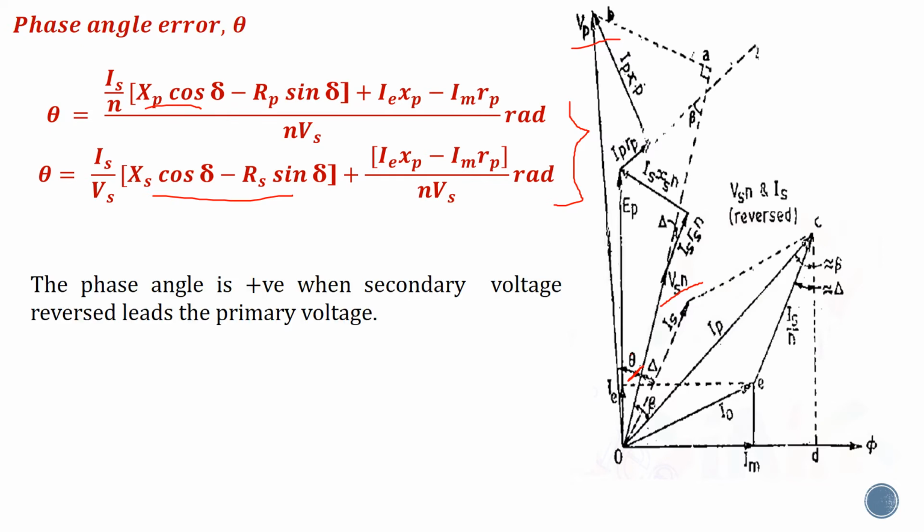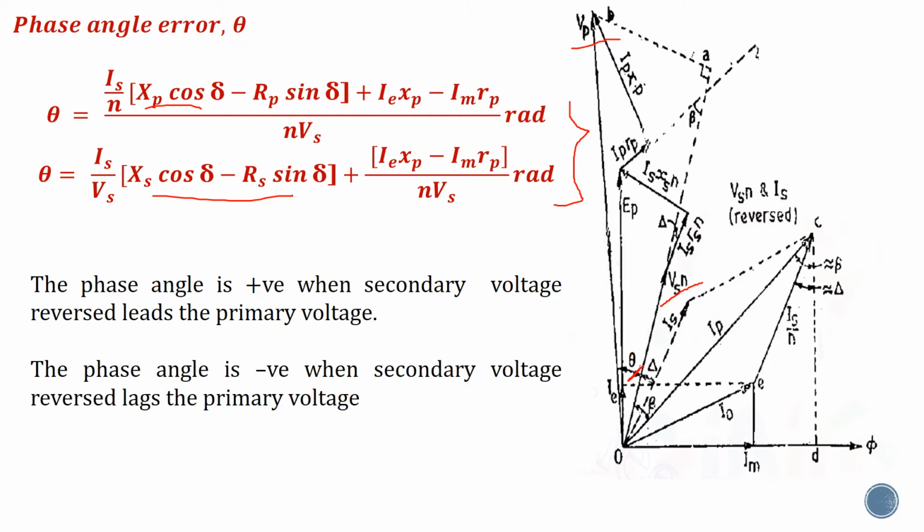Also, the phase angle is positive when the reverse secondary voltage, that is VSN, leads the primary voltage, that is VP. If VSN is leading VP, then the phase angle will come positive. If it is lagging, then the phase angle will come negative.